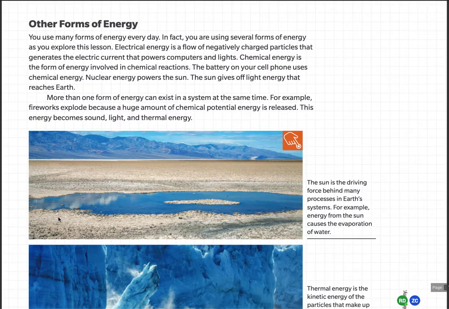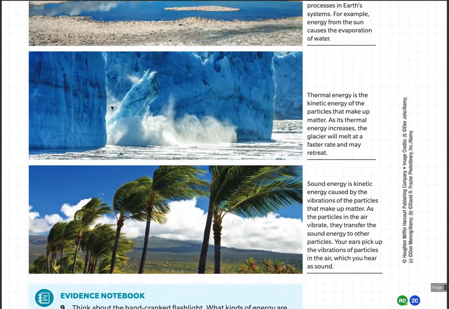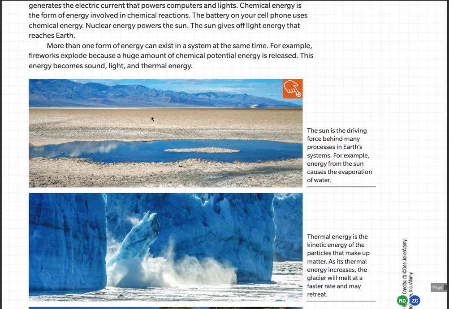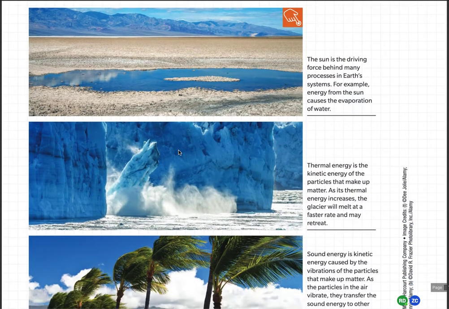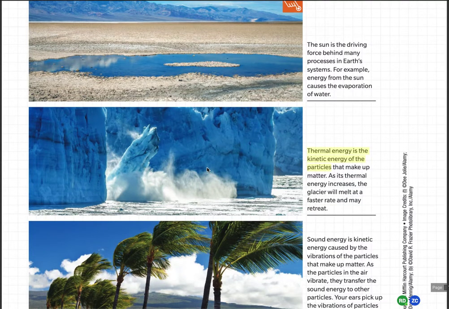Other forms of energy. In here it talks briefly about other forms of energy. The sun drives forms of energy. The sun is electromagnetic or radiation energy. Thermal energy is the movement of particles. See, it says thermal energy is the kinetic energy of particles. So that's heat and cold, what we describe as thermal energy.